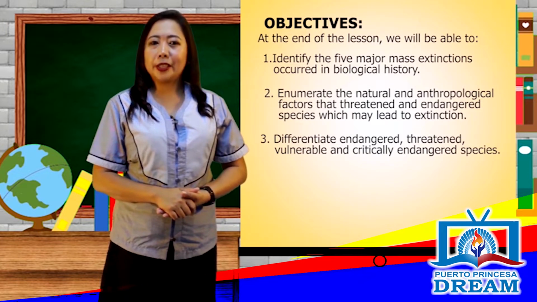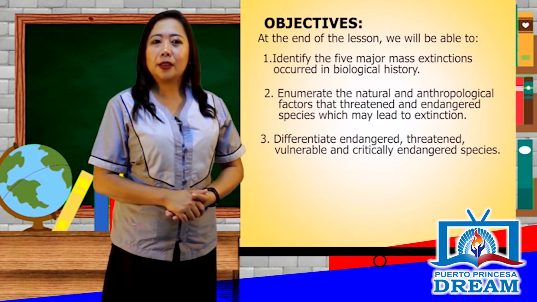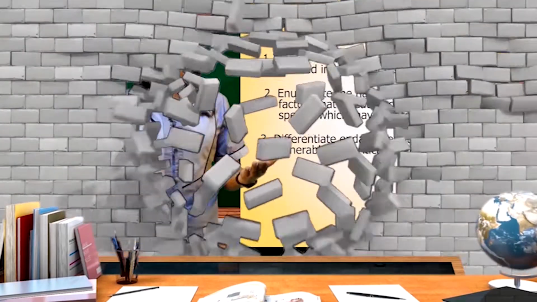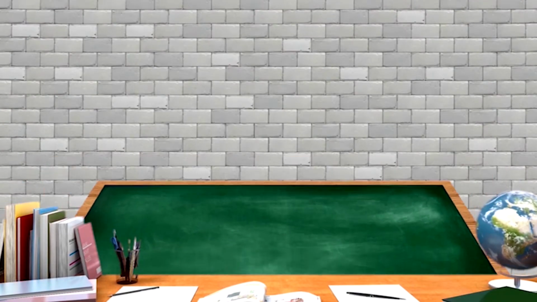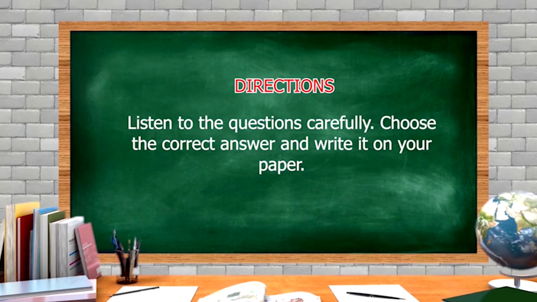Now, hold on to your seats and get ready to learn and self-assess your prior knowledge about evolution and extinction. Directions. Listen to the questions carefully. Choose the correct answer and write it on your paper.